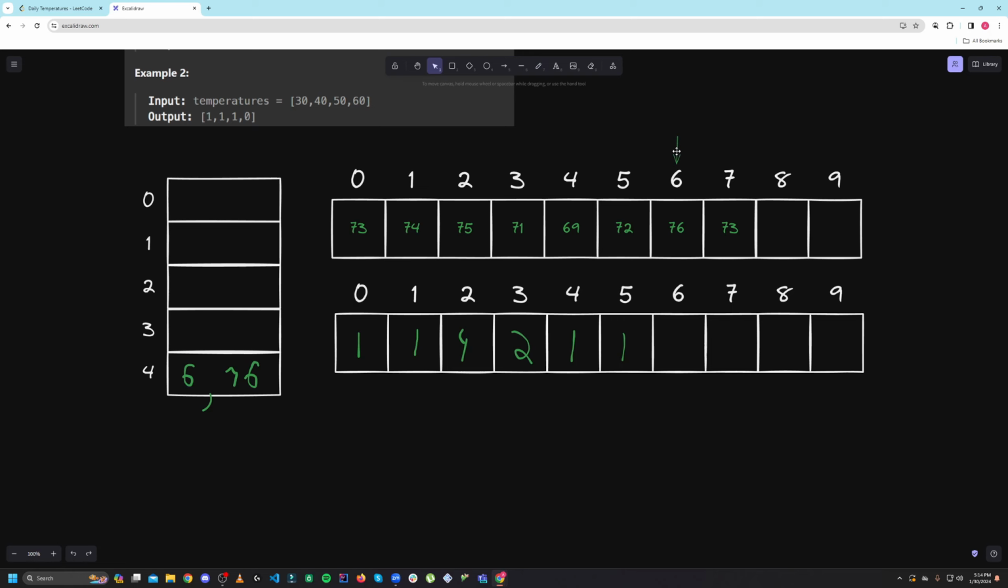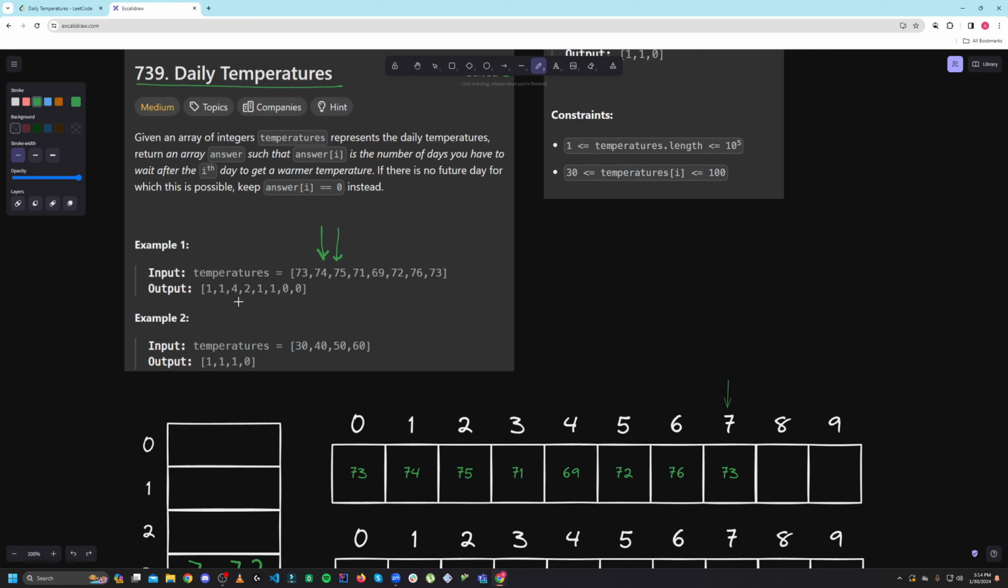Then we'll go to our next item. Is 73 bigger than 76? No. So we'll just put on 73 with an index of 7. And we can just initialize every single element in our result array to be 0. So whatever we didn't fill in will just be 0. So now if we look, it's 1, 1, 4, 2, 1, 1, which is the same thing.